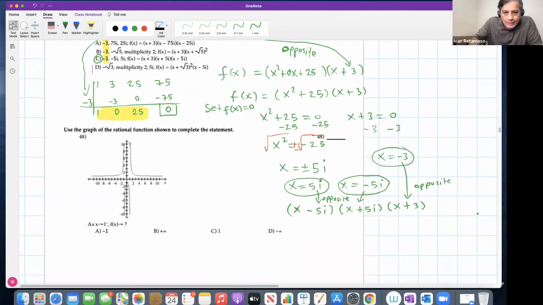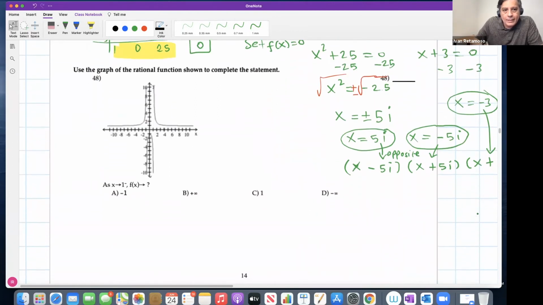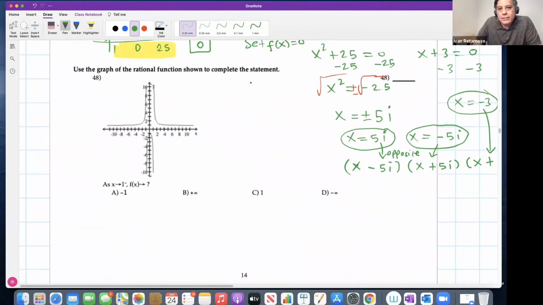All right, let's move on with 48. It talks about end behavior. It says use the graph of the rational function shown to complete the statement. They want you to figure out, as x approaches 1, this negative sign on the top means from the left, plus means from the right. As x approaches 1 from the left, where is f of x going to, right? What f of x approaches? Well, -1 is here, right? No, not -1, right? 1 is here.